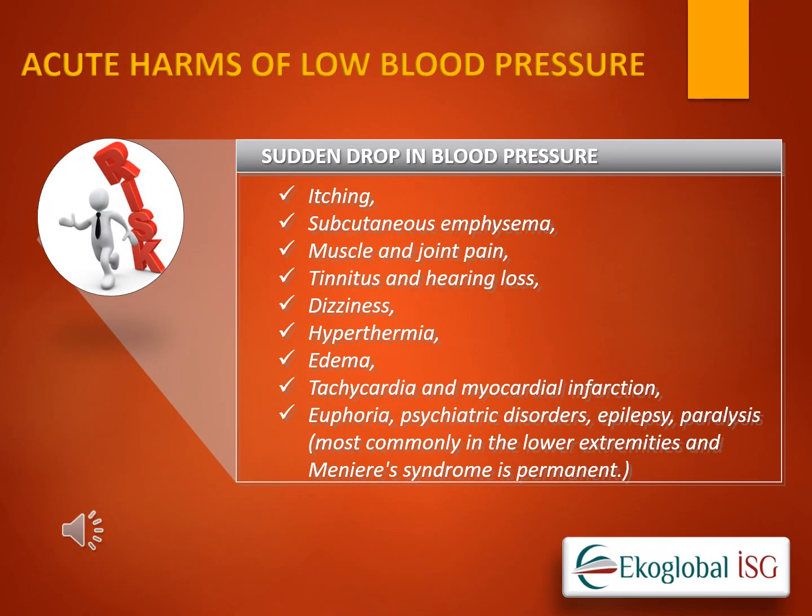Acute harms of low pressure. Sudden drop in blood pressure. Itching. Subcutaneous emphysema. Muscle and joint pain. Tinnitus and hearing loss. Dizziness. Hyperthermia. Edema. Tachycardia and myocardial infarction. Euphoria, psychiatric disorders, epilepsy, paralysis most commonly in the lower extremities, and Meniere's syndrome is permanent.